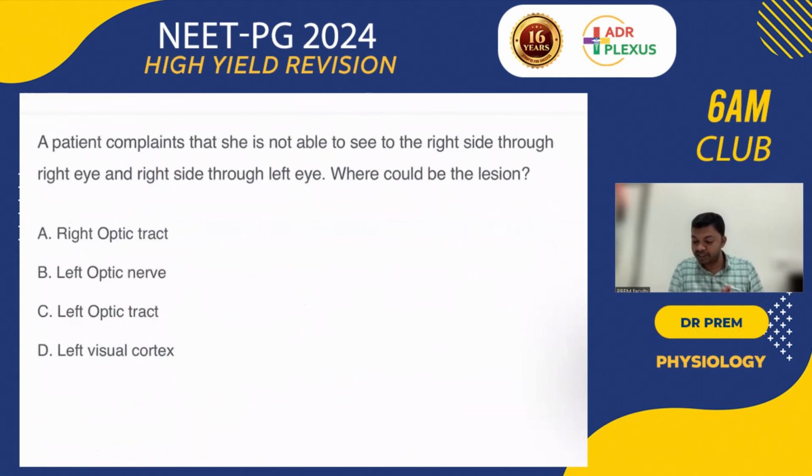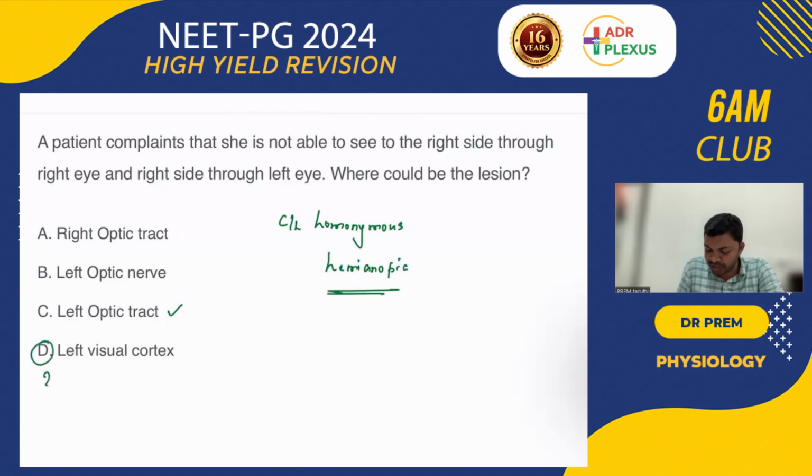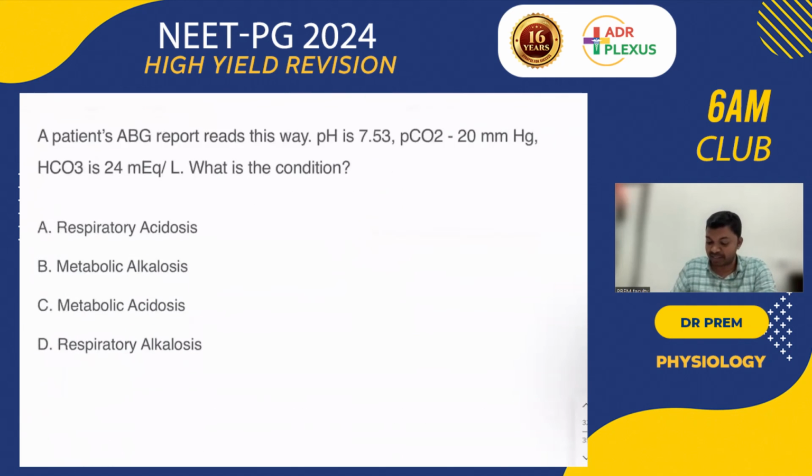A patient complains that she is not able to see to the right side through the right eye and the right side through the left eye. Where could be the lesion? Beautiful, left optic tract. So this is a contralateral homonymous hemianopia. Guys, why is this not option D? Option D, left visual cortex, also will bring about contralateral homonymous hemianopia, right? Why is this not option D? Dr. Gunachitran, Dr. Shweta, very good. Macular sparing. Very good, guys.